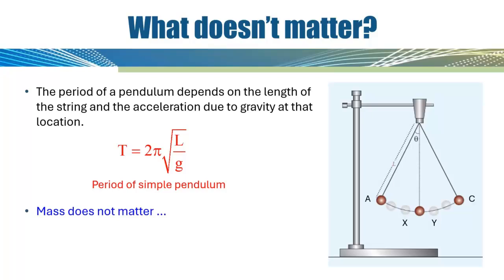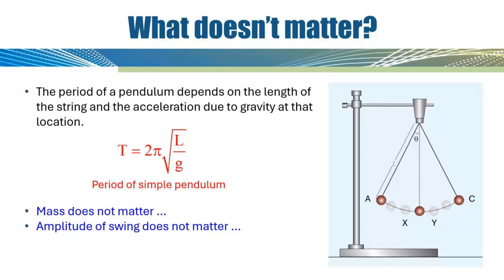And we know that because mass is not in the equation. In fact, in the derivation of the equation, the mass term cancels out. But if you're doing an experiment, you might want to make your pendulum bob as small as possible in order to minimize air resistance. Also, the amplitude of swing that's labeled theta does not matter. This again is a common misconception.